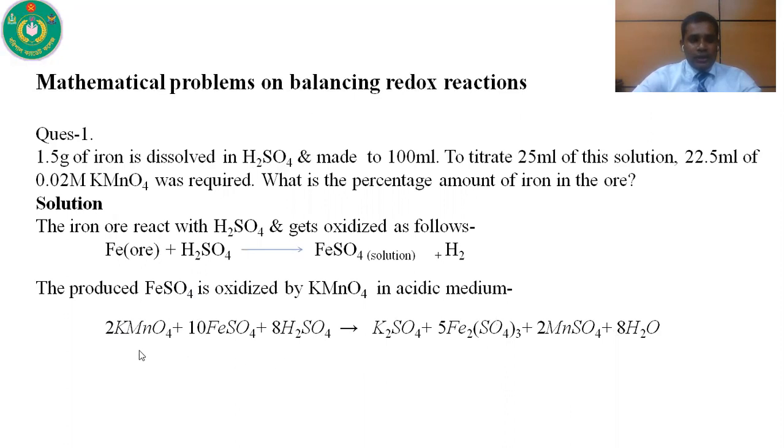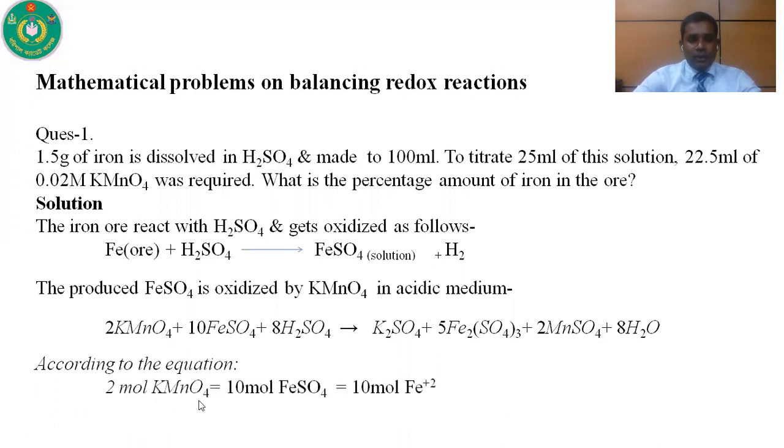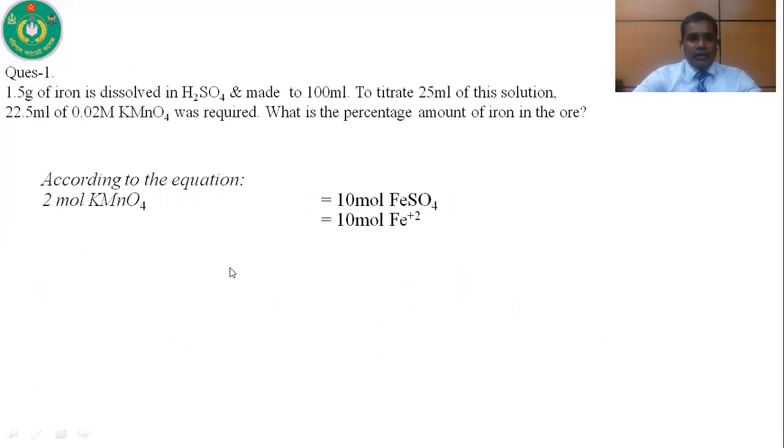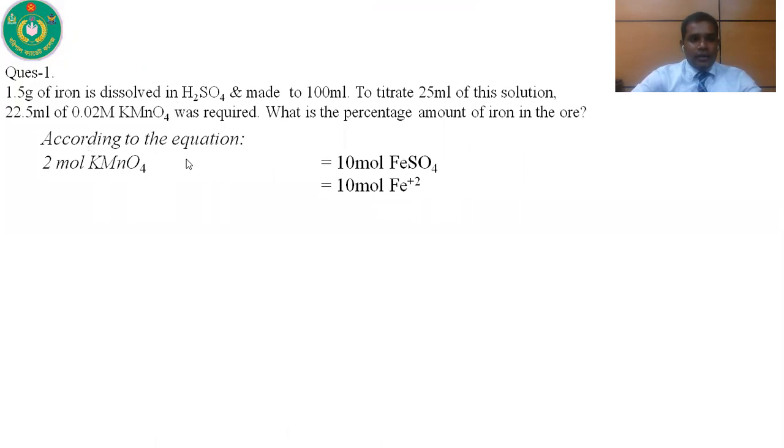In this reaction, you can see that 2 mole potassium permanganate reacts with 10 mole ferrous sulfate. According to this equation, I write 2 mole potassium permanganate equals 10 mole ferrous sulfate. We also write this as 10 mole Fe2+. For your better understanding, I repeat: 2 mole potassium permanganate equals 10 mole ferrous sulfate or 10 mole Fe2+.